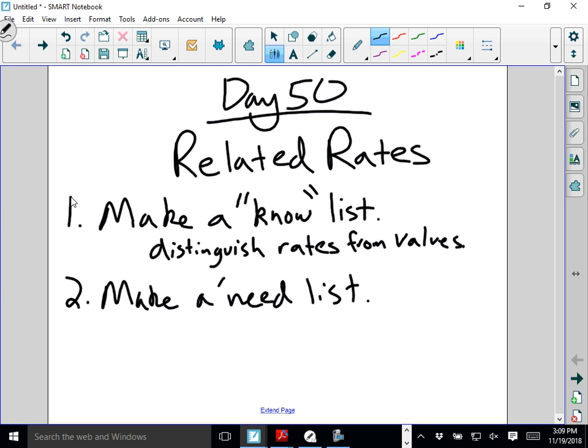Need is what we're ultimately trying to answer in the question. Most of the time, most questions, there's only one thing that you need, right? And that's our final answer. This is almost always a rate, but I'm not going to say always a rate because it's hard to make an always statement. There might be times when we're finding a value, but almost always this is usually a rate.